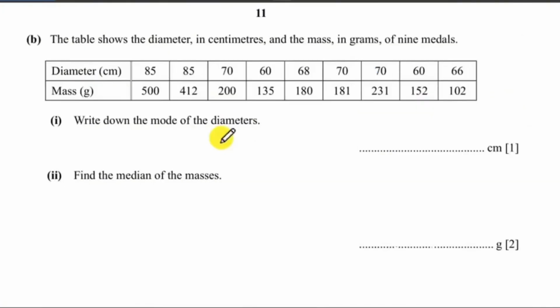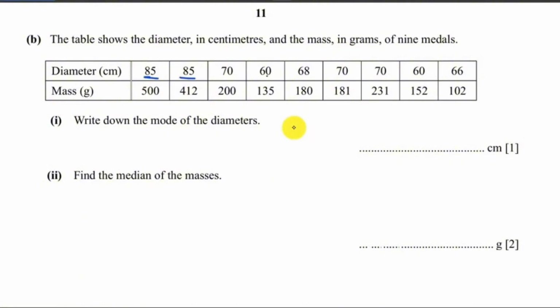The table shows the diameter in centimeters and the mass in grams of 9 medals. Write down the mode of the diameters. So what is the mode? This is now statistics. The mode is the number or value which appears the most. So we're looking at the mode of the diameters. We have 85 and 85 only. Here we have 70, 70, 70, 60, 60, 66, and 68.